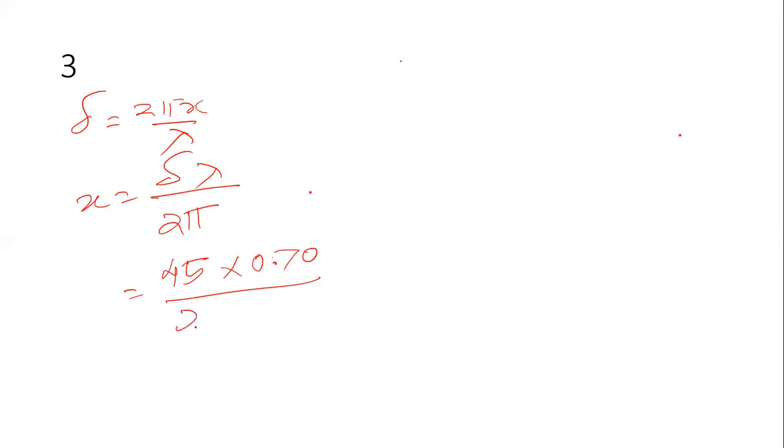Then this 2, and the value of pi in degrees is 180. This 45 divided by 45 is equal to 1, and 180 divided by 45 will be 4. So it becomes 0.70 divided by 8. So this displacement distance is equal to 0.70 divided by 8 meter.